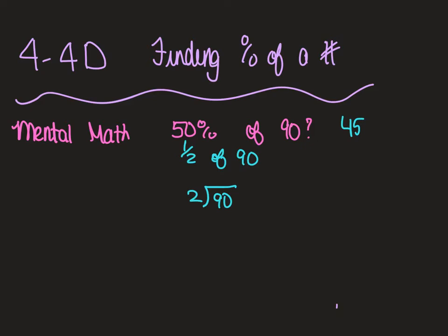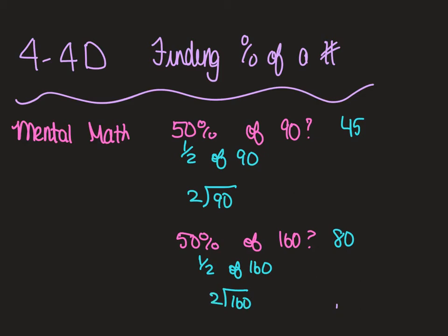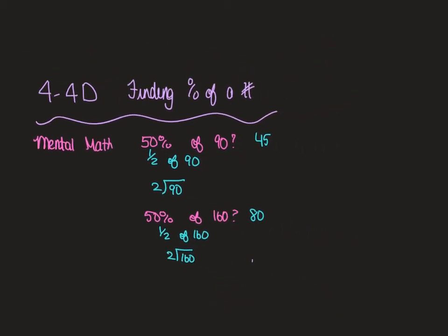All right, let's try another one, another 50%. What would 50% of 160 be? Half of 160 is 80. So you can either think half of 160, you could think 160 divided by 2. 50% of 160 is 80.